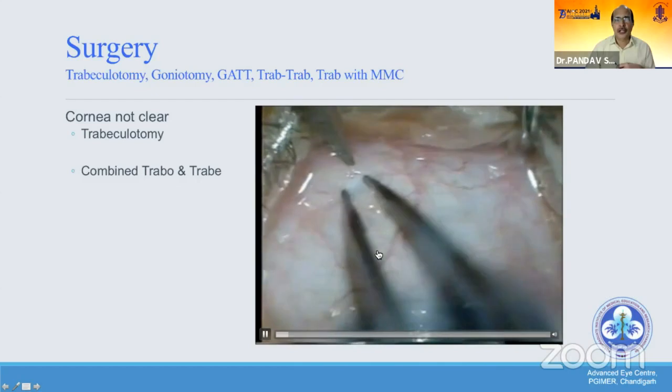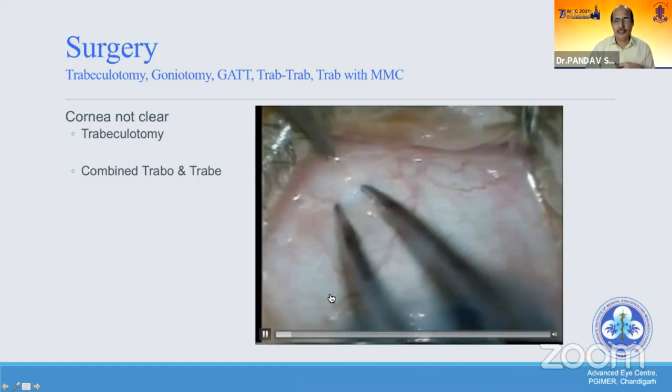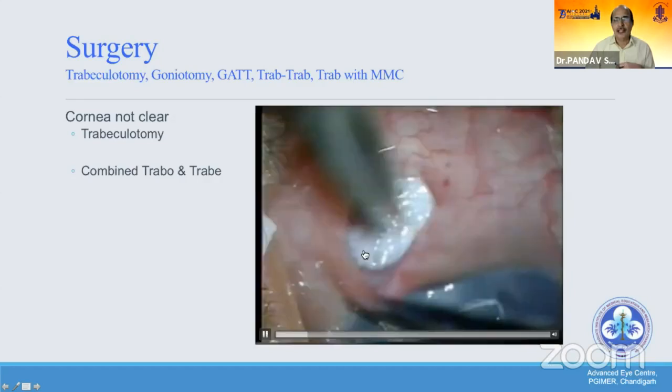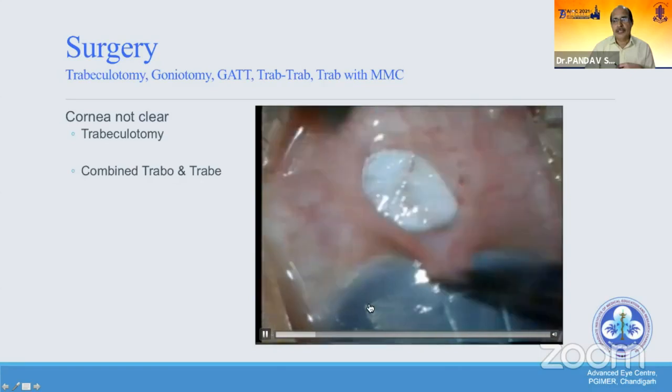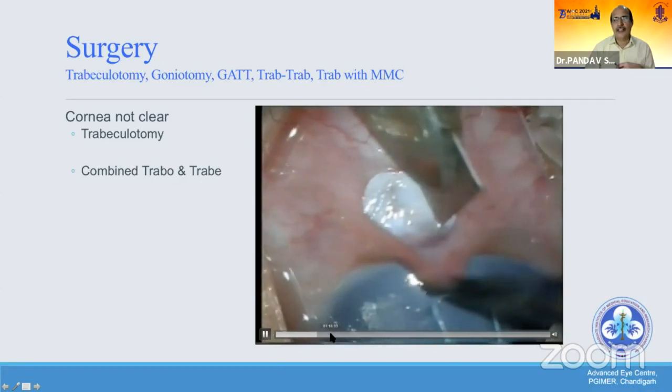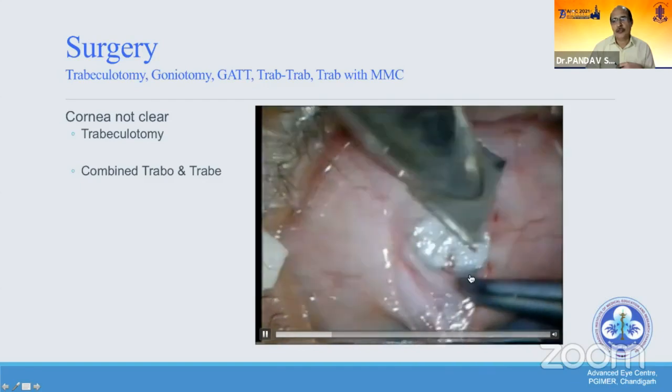Essentially, what you do is, like a trabeculectomy, you create a limbal or fornix-based flap. In this case, I used a limbal-based flap, and you dissect out the triangular scleral flap. And once that is done, you have to identify the scleral bed, and identify the area where Schlemm's canal is likely to be.